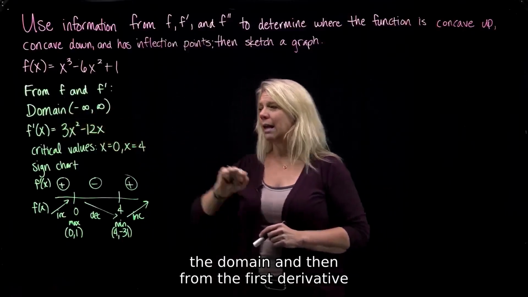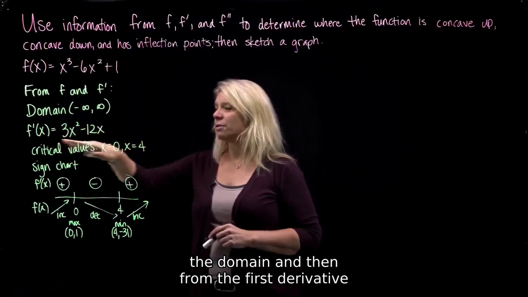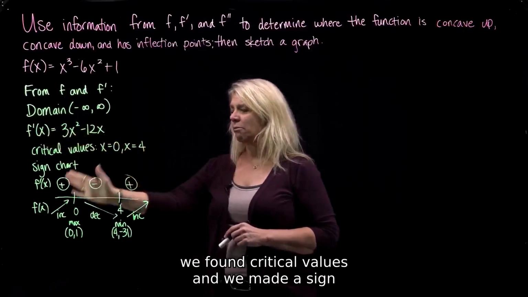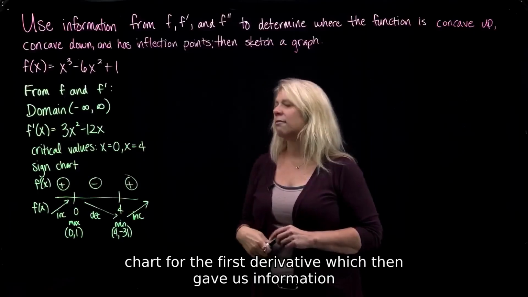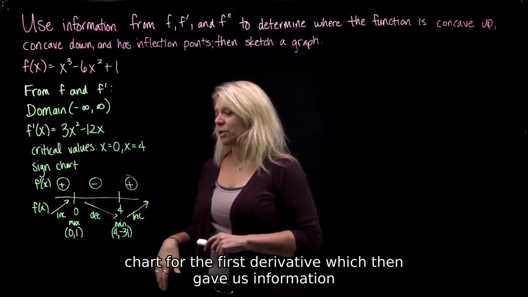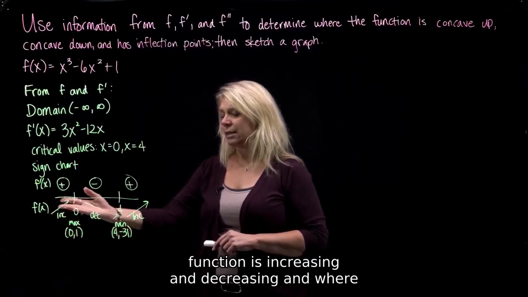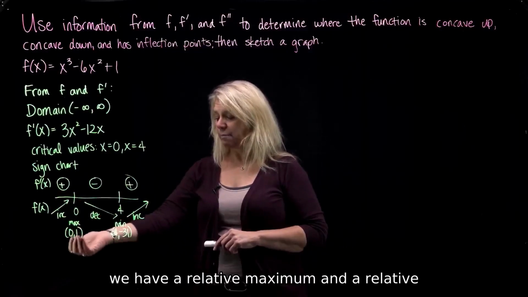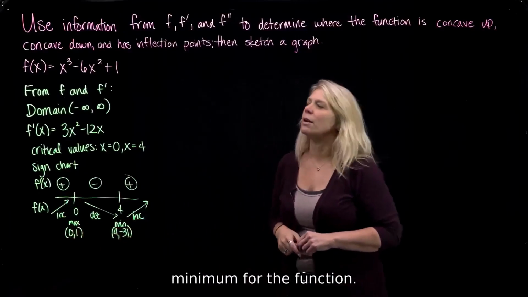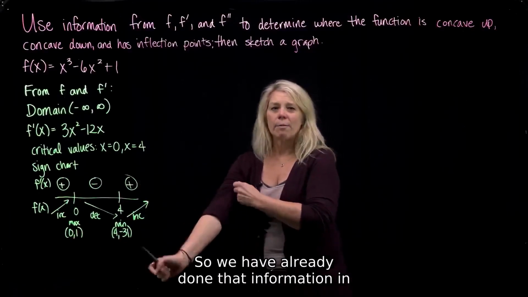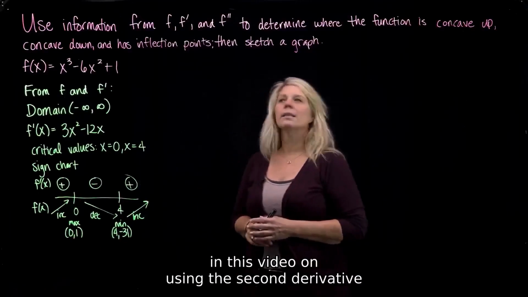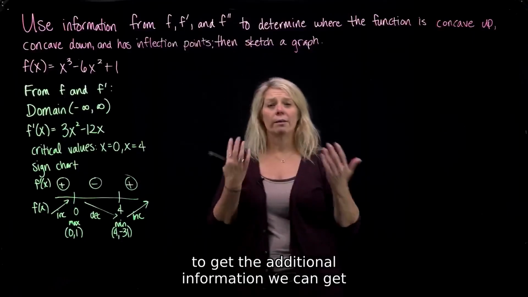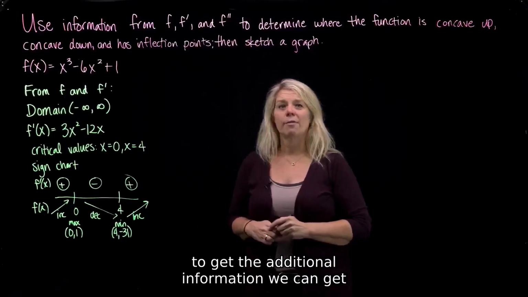We determined the domain. And then from the first derivative, we found critical values, and we made a sign chart for the first derivative, which then gave us information about where the original function is increasing and decreasing, and where we have a relative maximum and a relative minimum for the function. So we've already done that information in a previous video, and we're going to focus in this video on using the second derivative to get the additional information we can get from that.